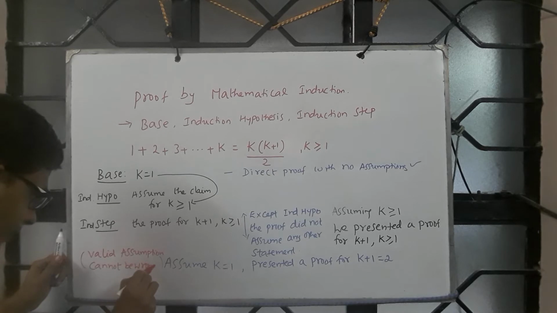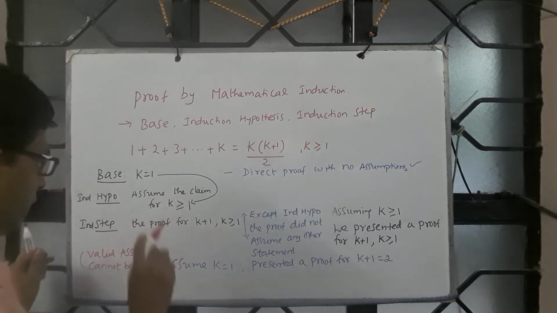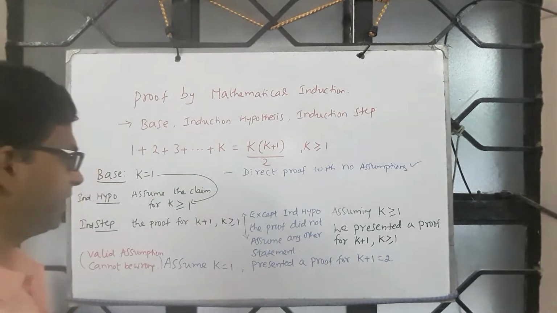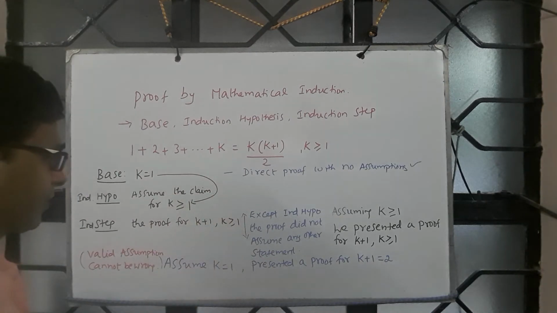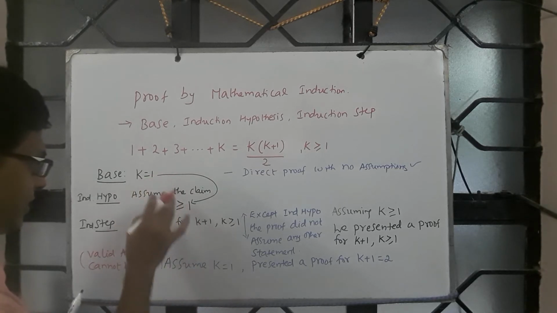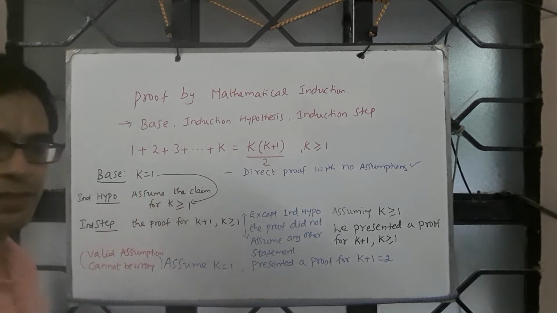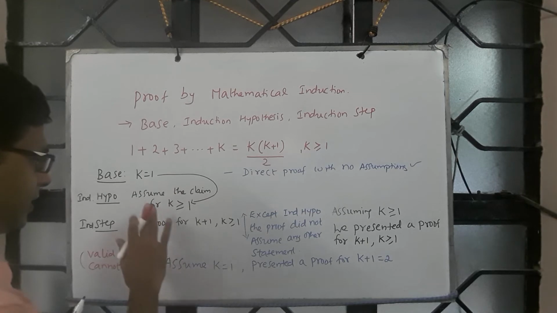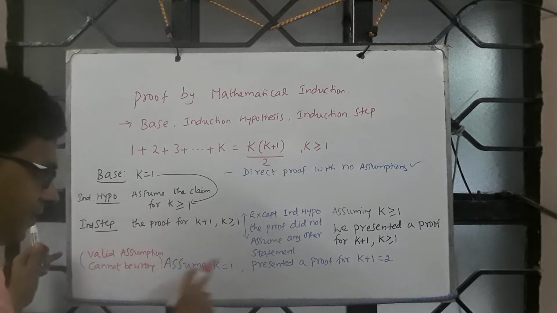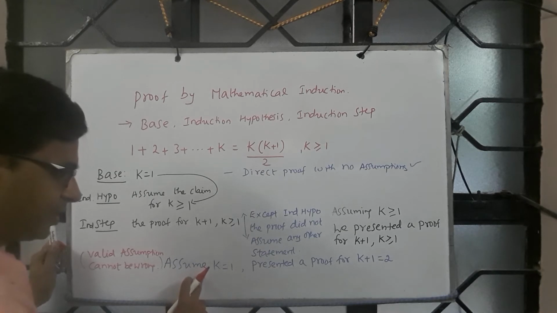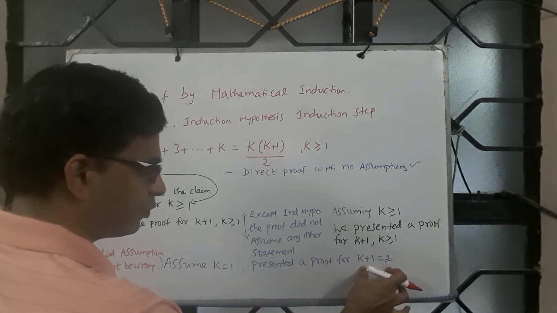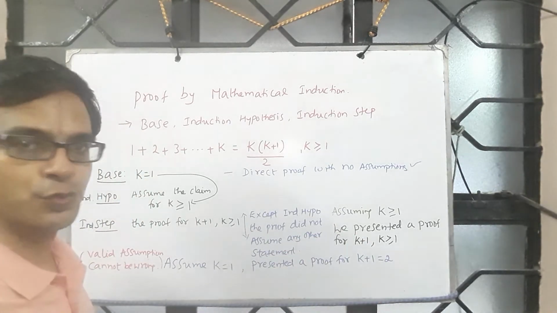Correct? So the induction hypothesis is only offering a bridge between the base case and the induction step. It's kind of a magic that is trying to establish the generalization, from specific values to generalization, and keeping this as a bridge. Although this says assume the claim is true, this assumption can never go wrong because of this reasoning. So you assume k is equal to 1, and we gave a formal argument without any other assumption that it is true for k plus 1 equals 2.